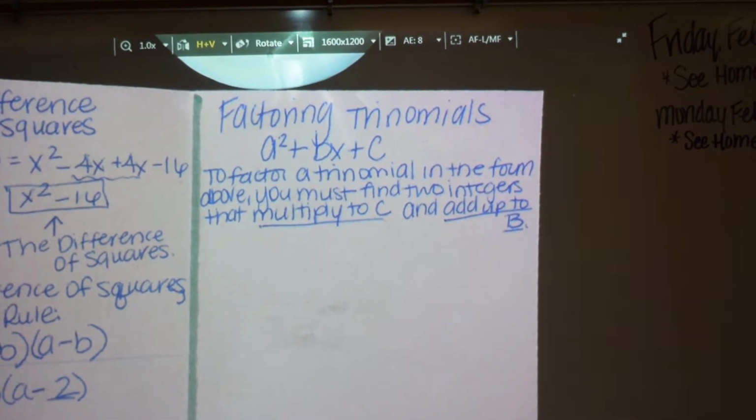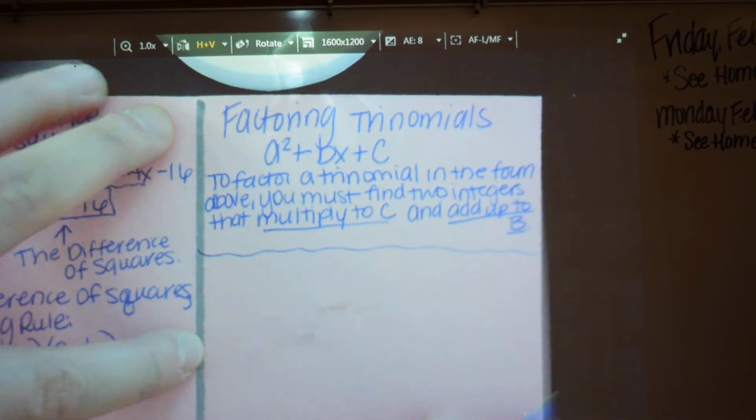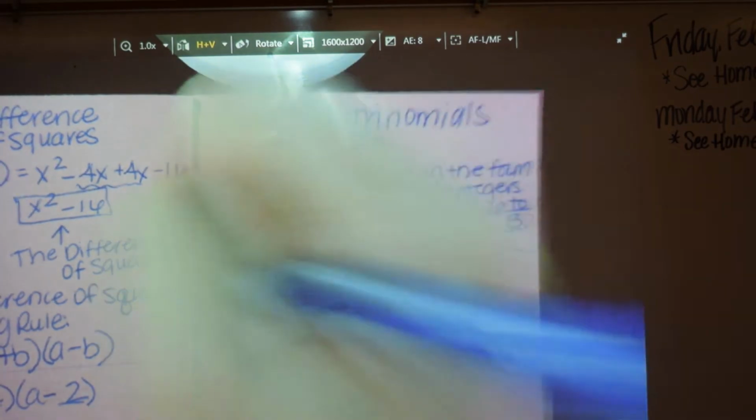Method 3 is factoring trinomials. So, to factor a trinomial in the form ax squared plus bx plus c, you have to find two integers that multiply to get c and add up to get b. So that is your rule. It's really all you need. And then I'm going to give a few examples.